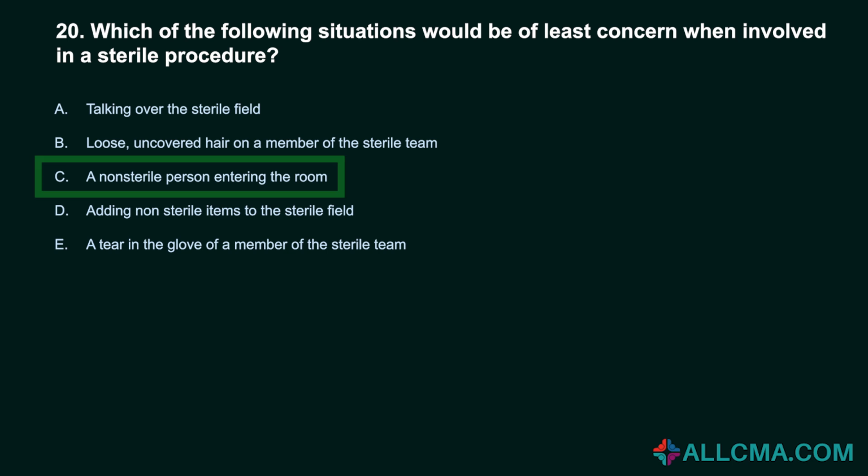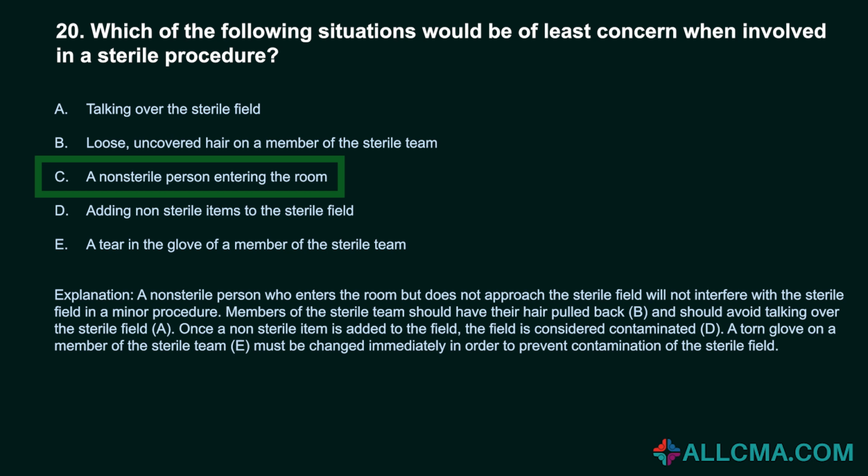A non-sterile person entering the room who does not approach the sterile field will not interfere with the sterile field in a minor procedure. Members of the sterile team should have their hair pulled back, B, and should avoid talking over the sterile field. A. Once a non-sterile item is added to the field, it is considered contaminated. D. A torn glove on a member of the sterile team, E, must be changed immediately in order to prevent contamination of the sterile field.